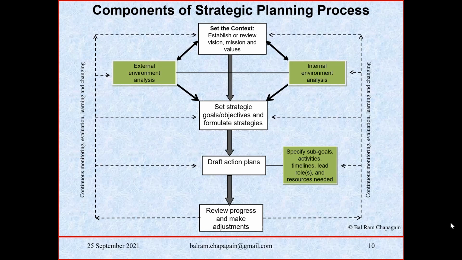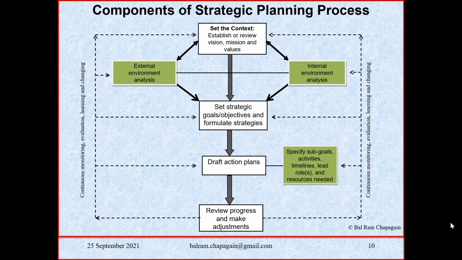Moving on, the third component of the strategic planning process is draft action plans. In order to create a path, what are the things that a company shall be doing? It must draft action plans that will help in achieving those goals and objectives and implementing the strategies in an effective manner, in alignment with its goals and objectives. It can also specify sub goals or activities, deadlines, timelines, who will be leading certain activities, lead roles, and what resources might be required. In such a way action plans can be drafted.